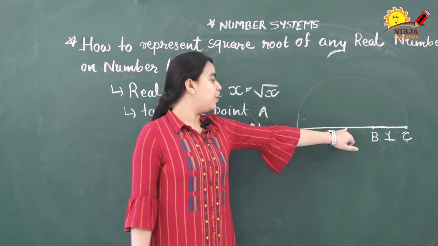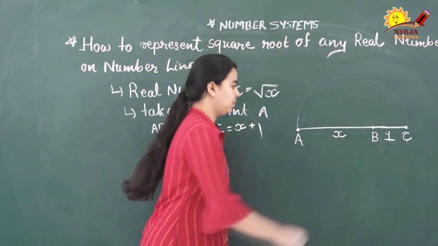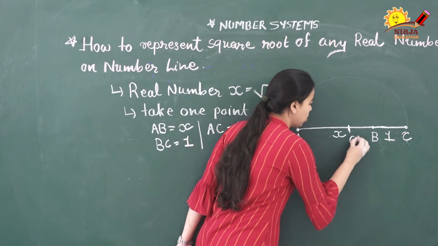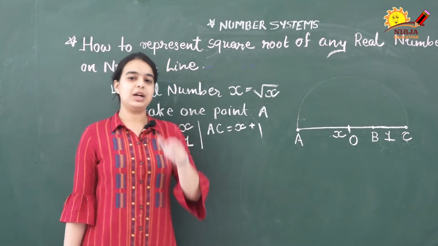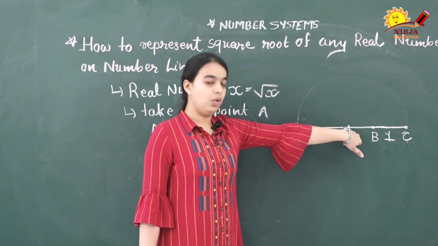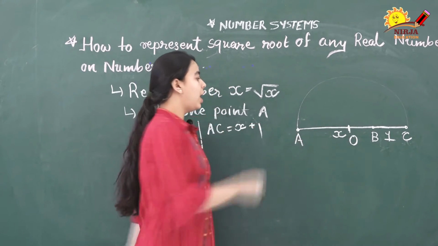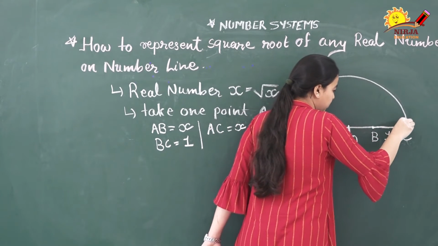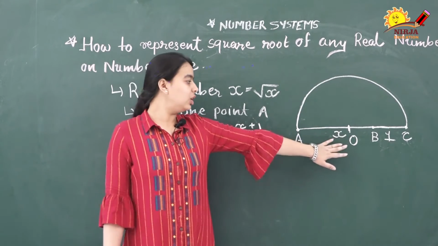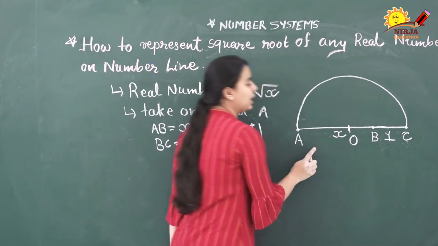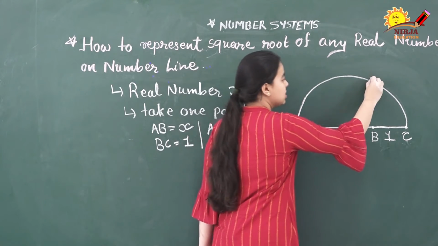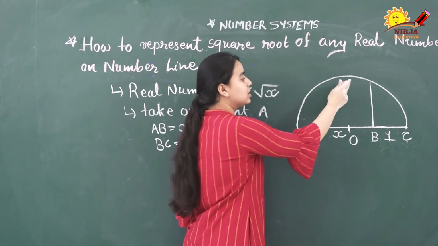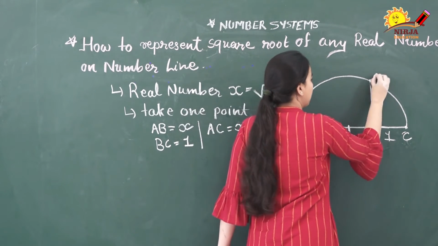Now take the midpoint of the line AC. Here I am getting the midpoint of the line AC and naming it O. Now take a compass, consider the point O, take the radius as AO and draw one semicircle arc on the line. After doing this, draw one line perpendicular to AC from the point B in such a way that the line intersects the semicircle, and the point where it intersects the semicircle, I am naming D.